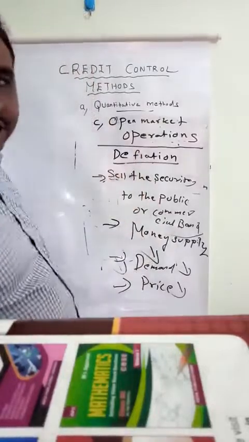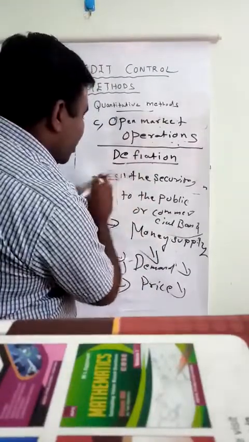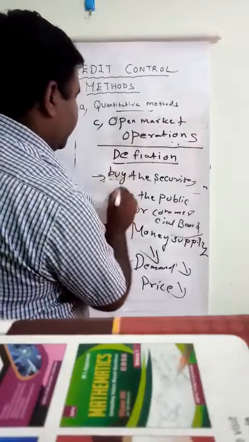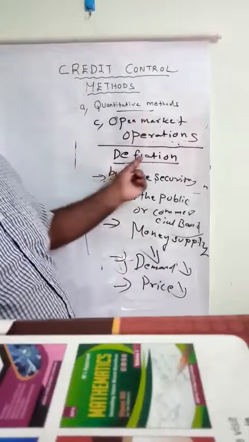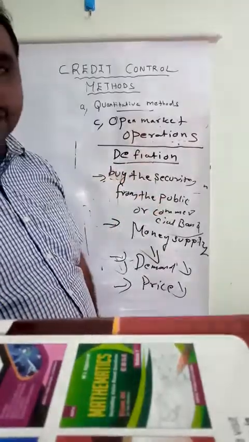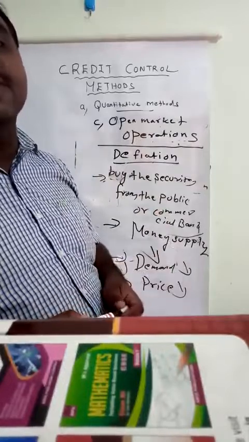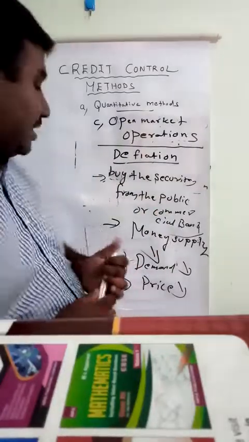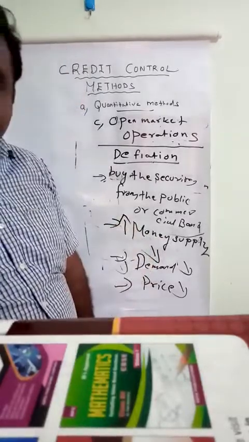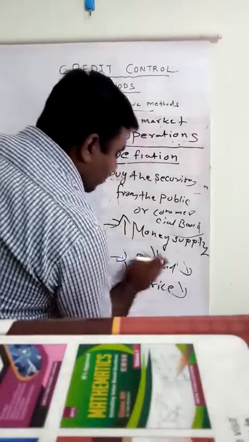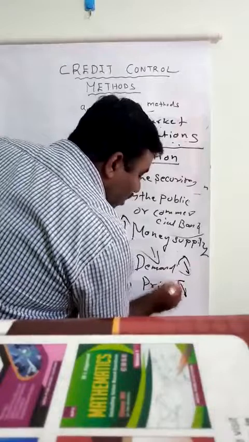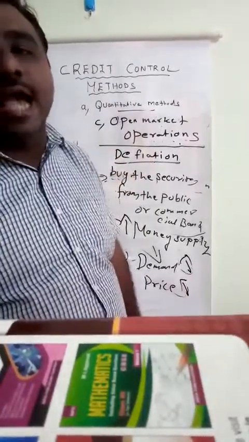So at the time of deflation, what will the central bank do? The central bank will buy the securities from the public or the commercial bank. When the central bank purchases securities, the money supply in the economy will increase. When the money supply increases, as we have studied, the demand will go high. When the demand increases, we know the price will go up. So this is what happens at the time of deflation.